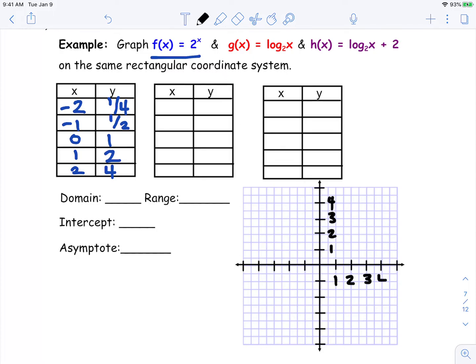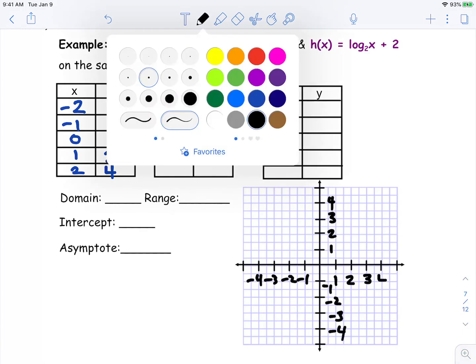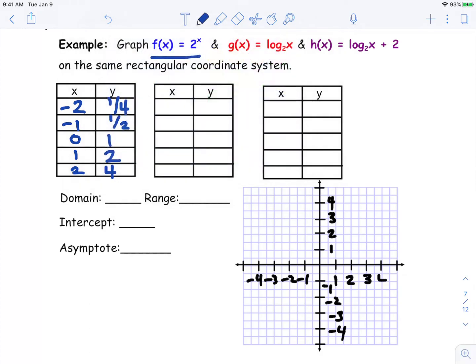Just labeling my x and y axes. All right, so this blue function, at -2, we're up 1/4. At -1, we're up 1/2. At 0, we're up 1. Over 1, up 2. Over 2, up 4. So here is our exponential function.